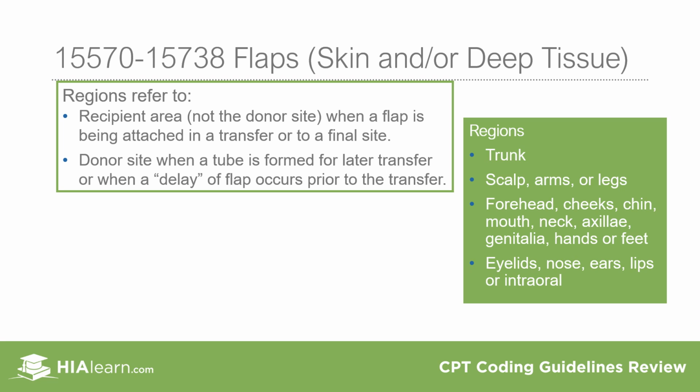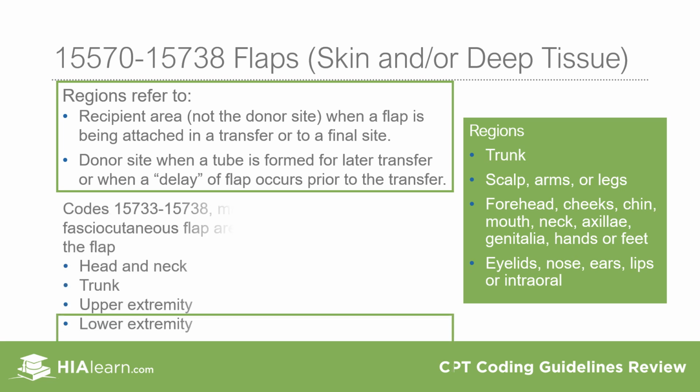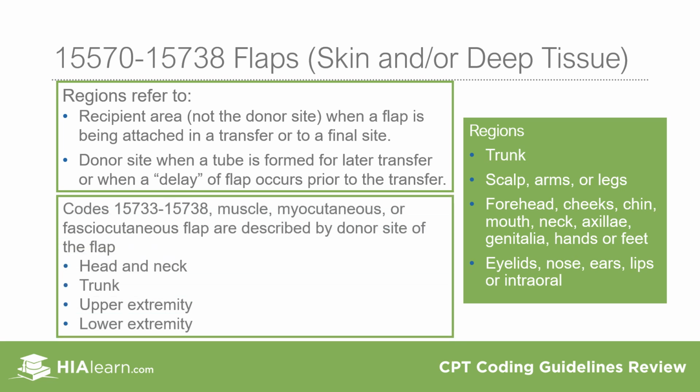This distinction is important because although the same codes are being used, selection of the correct code based on region is determined by what is happening to the flap or tube during a particular operative episode. Codes 15733 to 15738 report muscle, myocutaneous, or fasciocutaneous flap procedures. These codes are assigned based on the donor site of the flap.